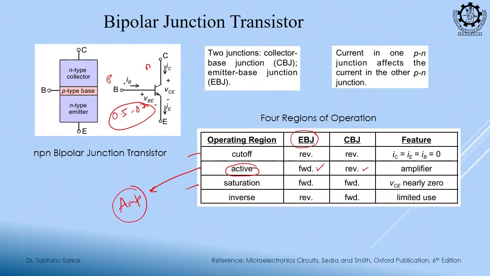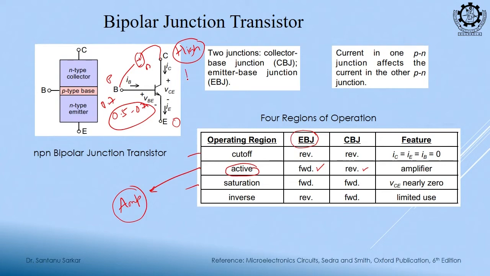To make this collector base junction reverse biased, the collector potential should be higher or lower? Higher than the base potential, right. So, this should be high, and the base should be around 0.7. If the emitter is at 0, the base should be at 0.7, and the collector should be higher than 0.7, right.